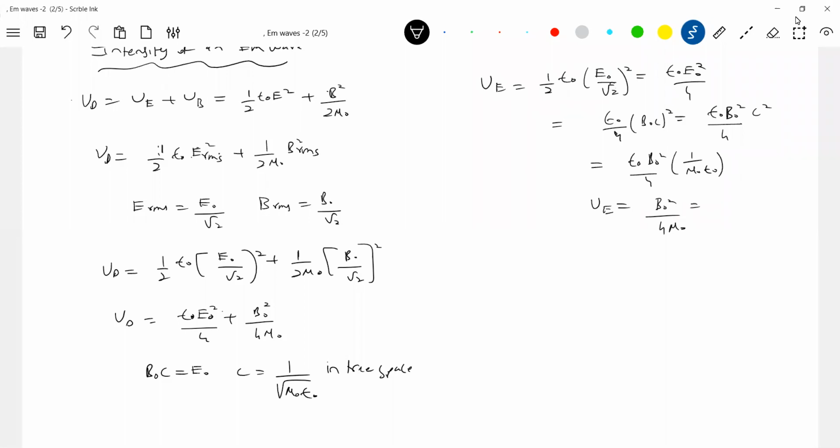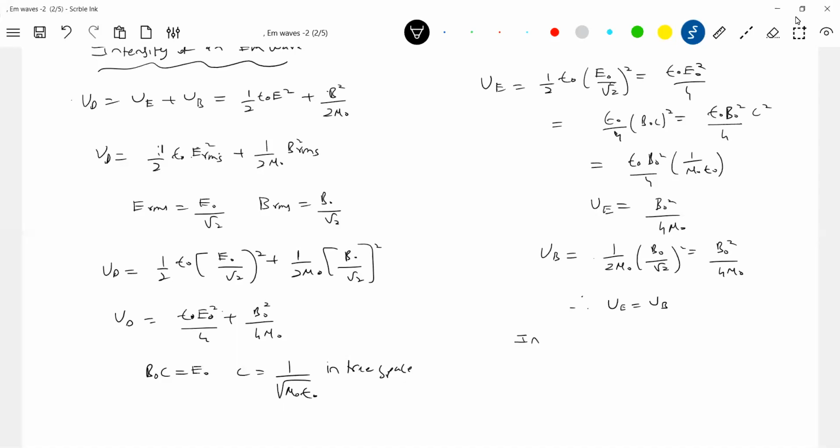The energy density of the magnetic field only. So when an EM wave propagates, in what proportion will these two be? How much electric field energy there is, that much magnetic field energy will be there. So finally I ended with this. And what is the magnetic energy density formula? B naught square by 4 mu naught. So in an EM wave, both will be in equal proportion.